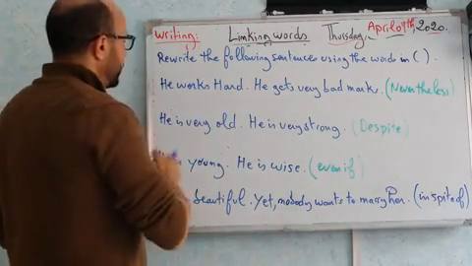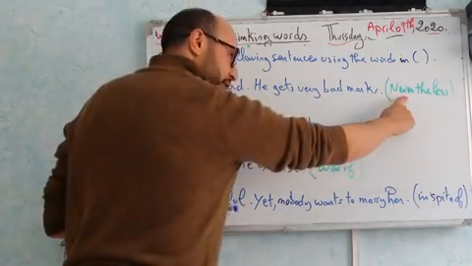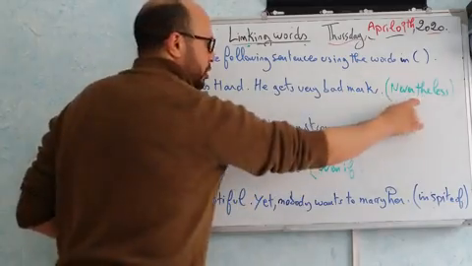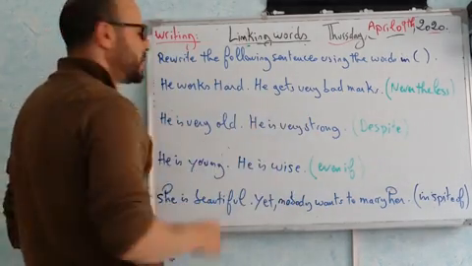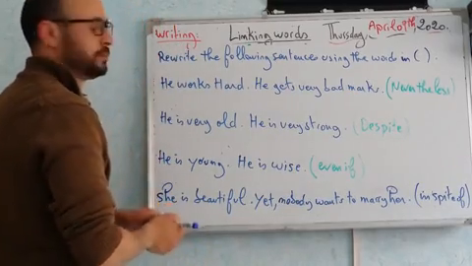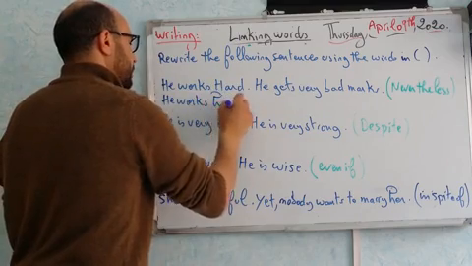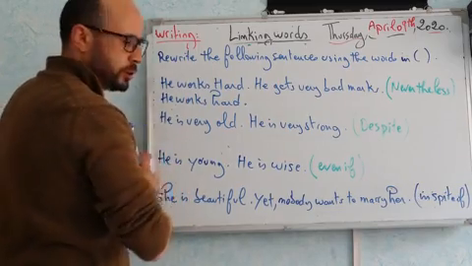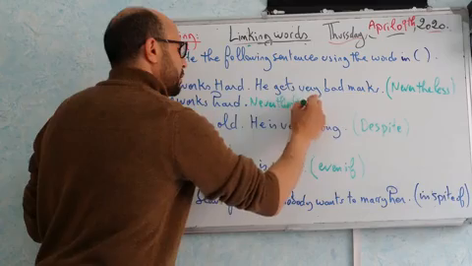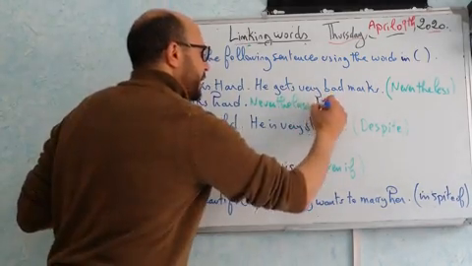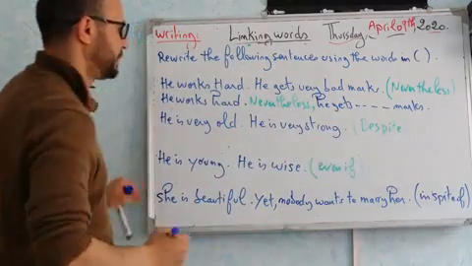So this is the first one. He works hard, he gets very bad marks. Okay, so first, good. Nevertheless is going to be in the middle, because nevertheless is always in the middle, preceded by a full stop and followed by a comma. Now which sentence is going to be the first one? Good. So he works hard. Full stop. Nevertheless, he gets very bad marks. Very good.